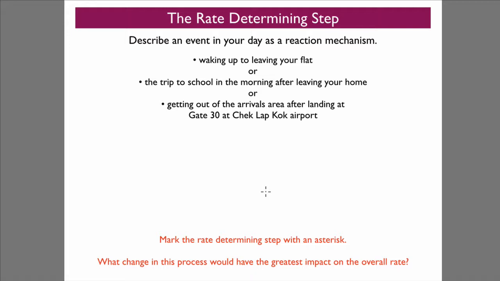If you describe an event in your day as a reaction mechanism, such as waking up and leaving your flat, taking a trip to school in the morning after leaving your home, or getting out of the arrivals area after landing at gate 30 at the airport, you might then start to understand how a slow portion of any of these things will have a massive effect compared to other things. So press pause, scribble down a paragraph of one of those three things and see if you can highlight the rate determining step.